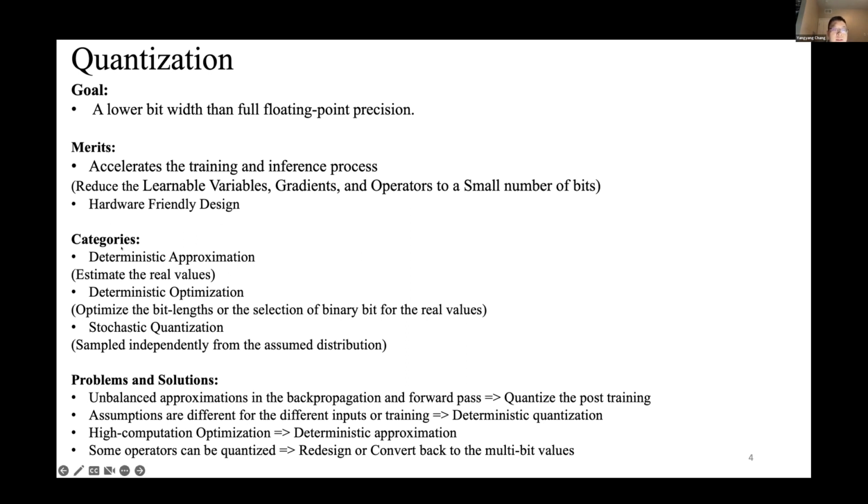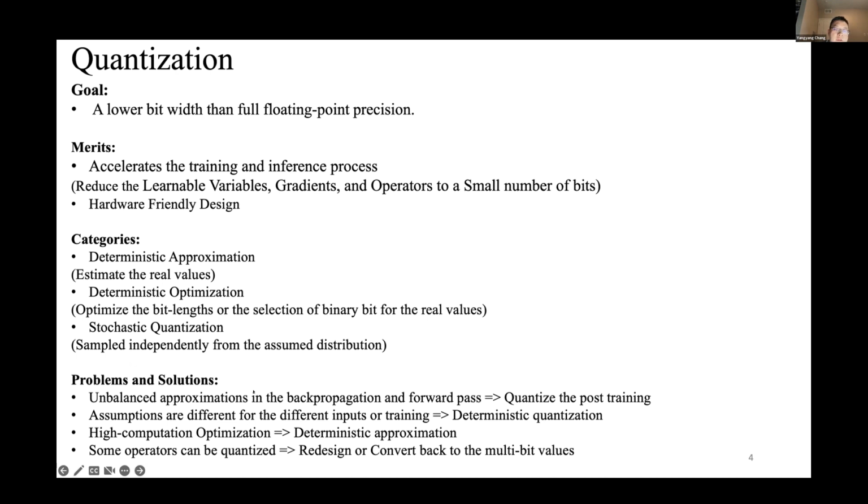So it has three categories. First is deterministic approximation, where we need to estimate the real values. Second is deterministic optimization, and this method optimizes the bit length or the selection of the binary bits for the real values. The third category is stochastic quantization. Like I said in the previous slide, the quantization values are sampled independently from an assumed distribution, like the multinomial distribution. So now we can find some problems.